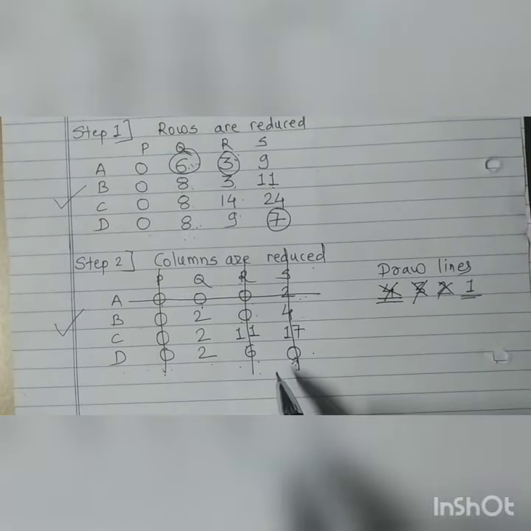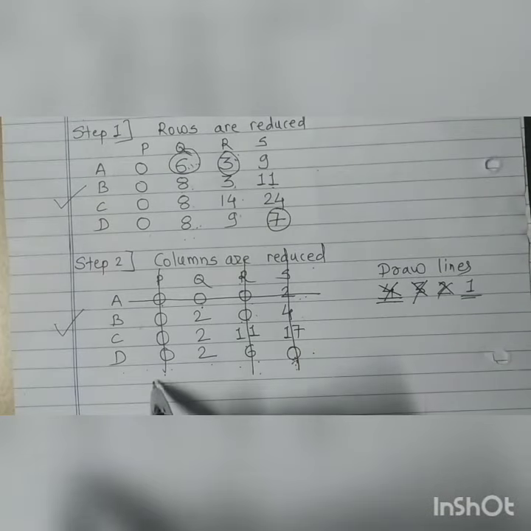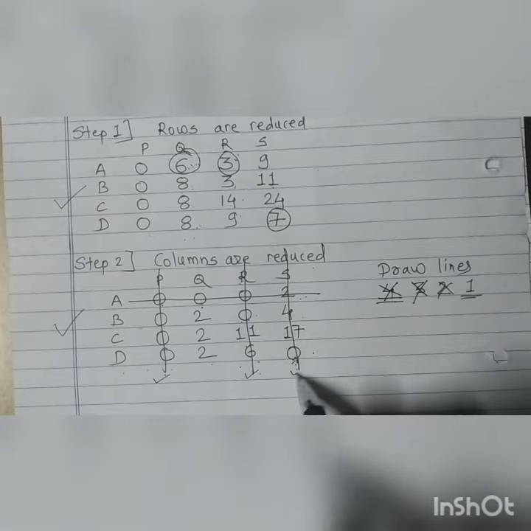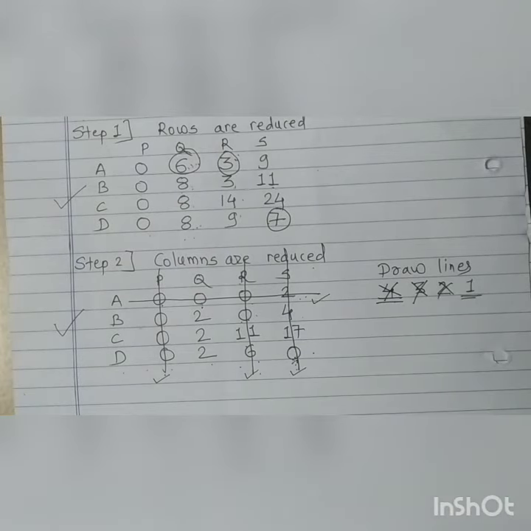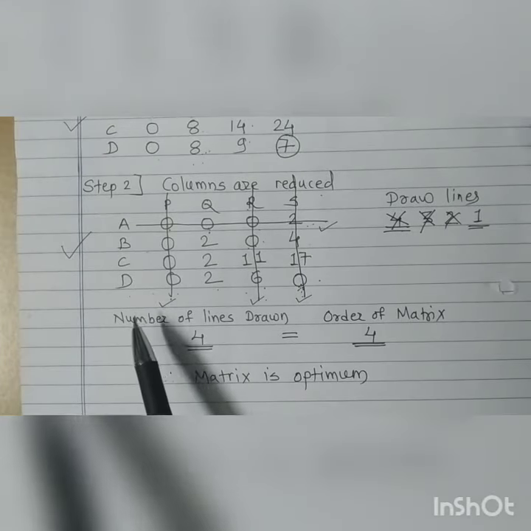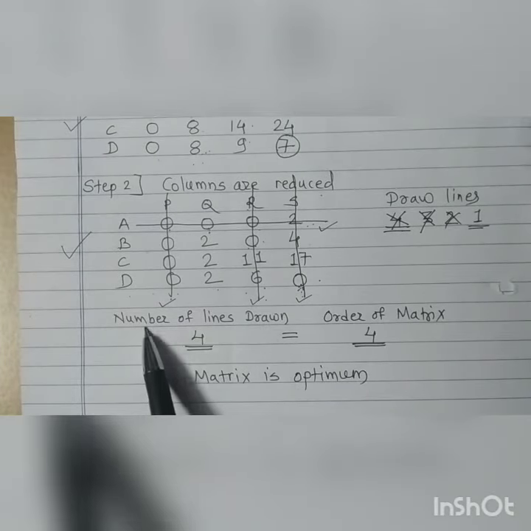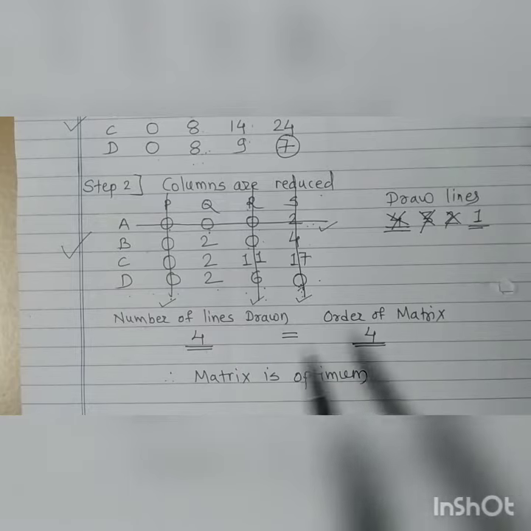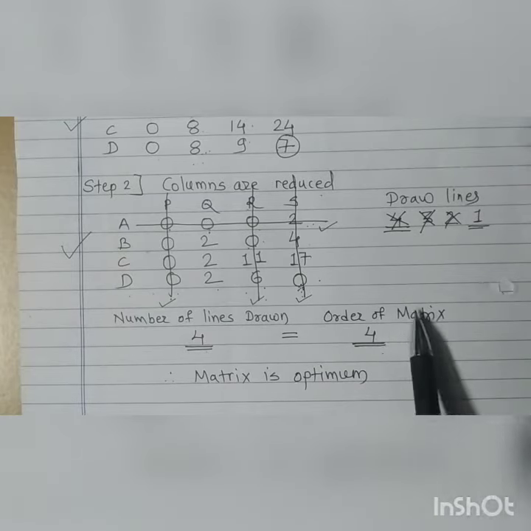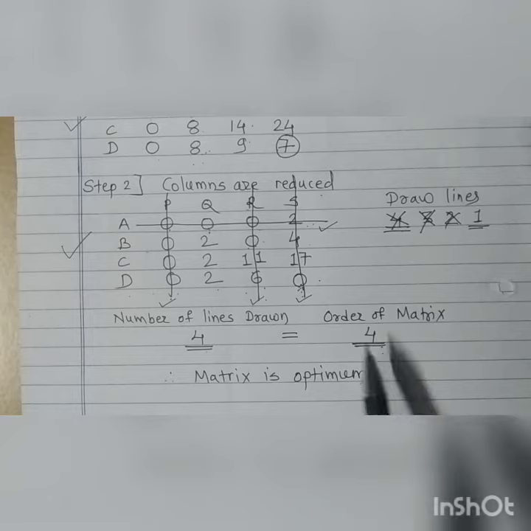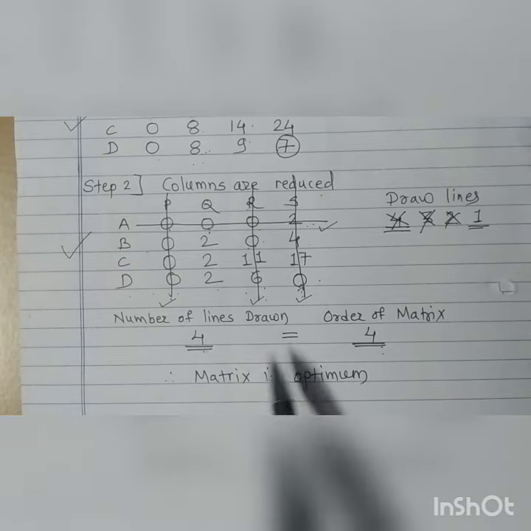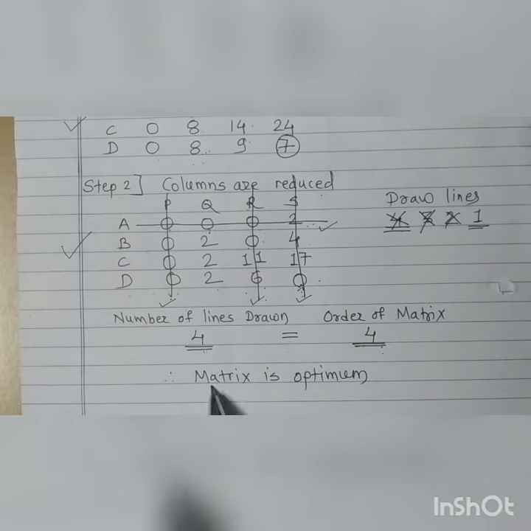So how many lines are drawn? Just count. Line number 1, line number 2, line number 3 and line number 4. So total I have drawn 4 lines. So as we got 4 lines, now we will write number of lines drawn 4 and order of matrix, that is 4 rows and 4 columns. So order of matrix is 4. So as number of lines drawn are 4, exactly equal to order of matrix, the matrix is optimum. So we got optimum matrix.